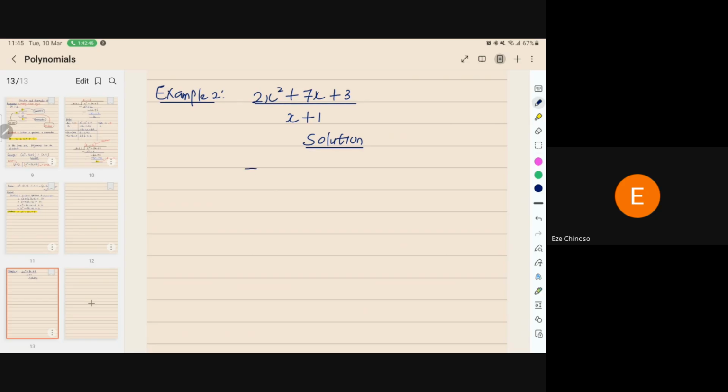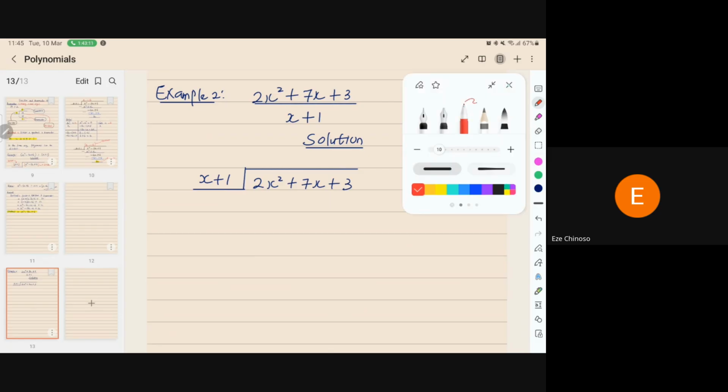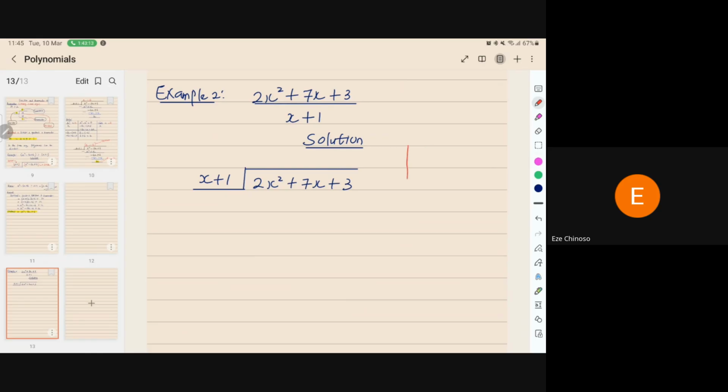So as always, we'll have our line. We'll have our divisor x plus 1. We'll have our dividend 2x squared plus 7x plus 3. So let's go. 2x squared divided by x. Are you there, guys? 2x squared divided by x. That's the first thing I'm doing right here. So permit me to rule a line here where I'll be taking my steps.